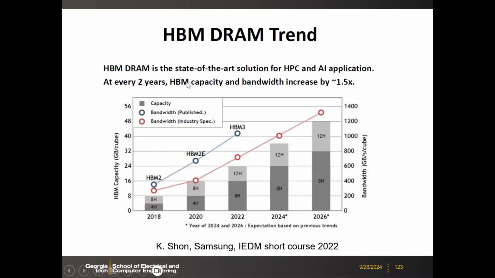Okay, here is another view. In the graphics, you can see the total capacity on the left-hand side, and then the system bandwidth. Okay, and then 8 high to 12 high. So this is a general trend.